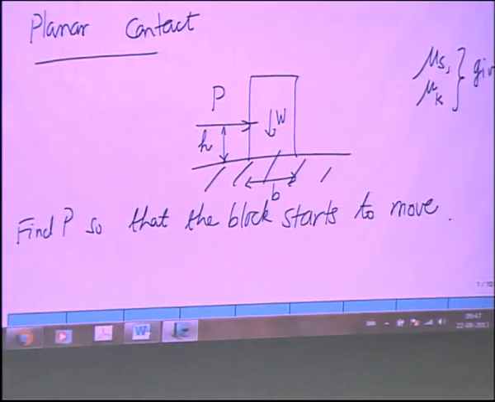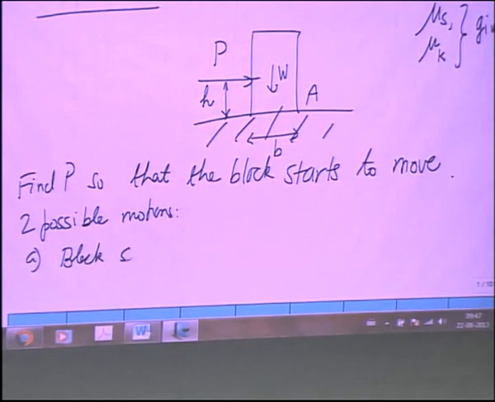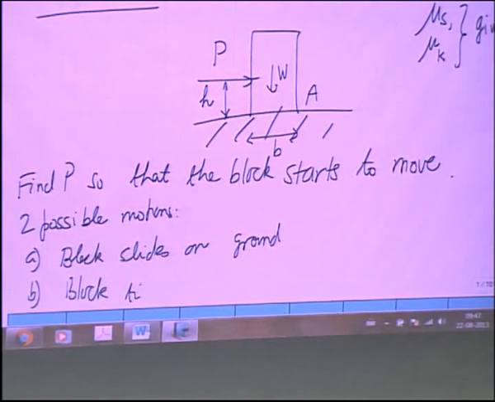So, let us write this. If this is point A, there are two possible motions: A, the block slides on the ground, and B, the block tips about point A. Okay. Now, what is the difference in these two situations?